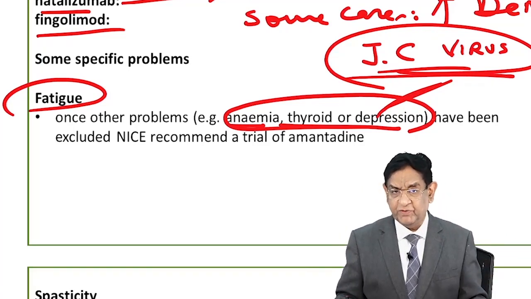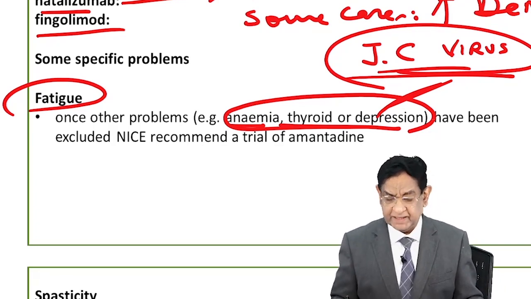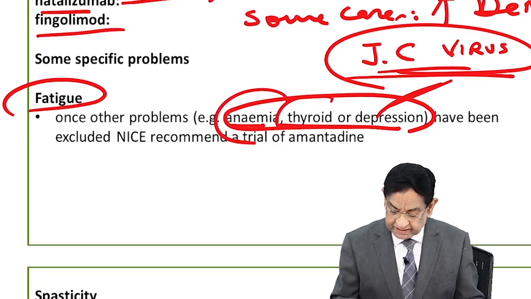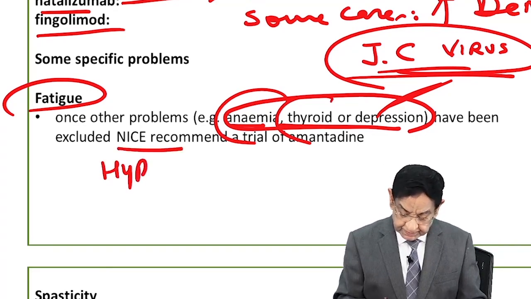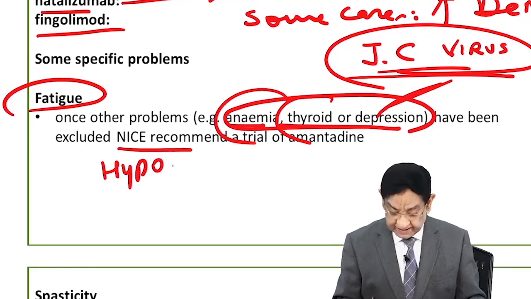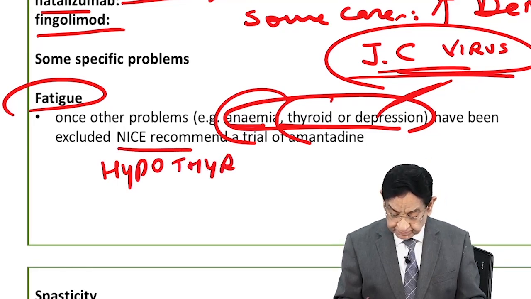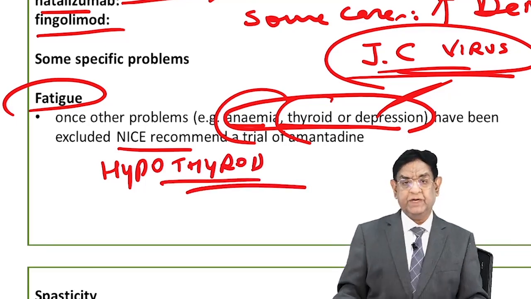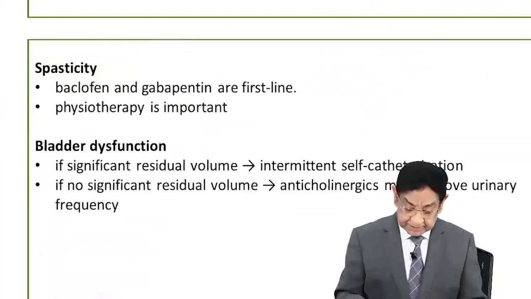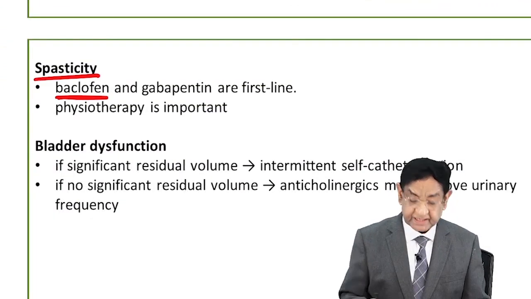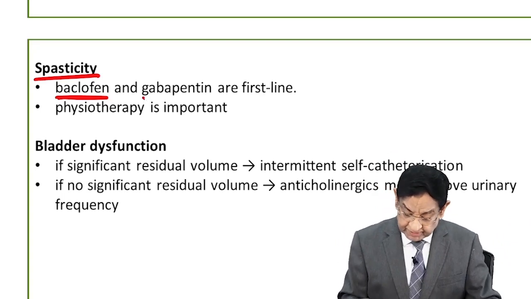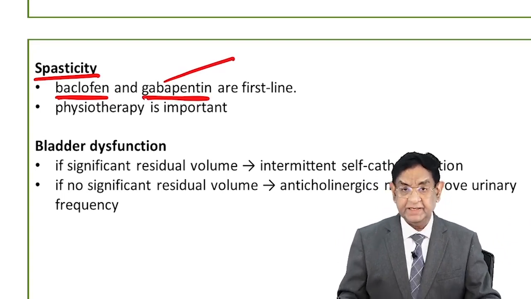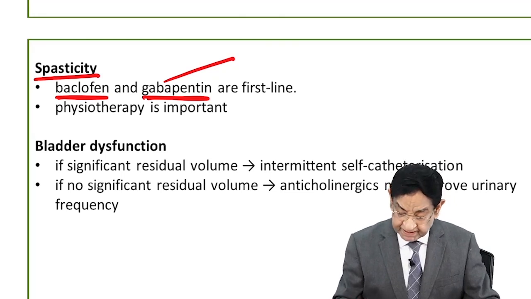But again, before we really label fatigue as due to MS, you must rule out anemia and thyroid profile. Rule out hypothyroid. This is as per NICE guidelines. The second problem is spasticity, for which we give baclofen. This we discussed in the previous question also. And we can also give gabapentin, and remember this gabapentin we use for neuralgic pains.